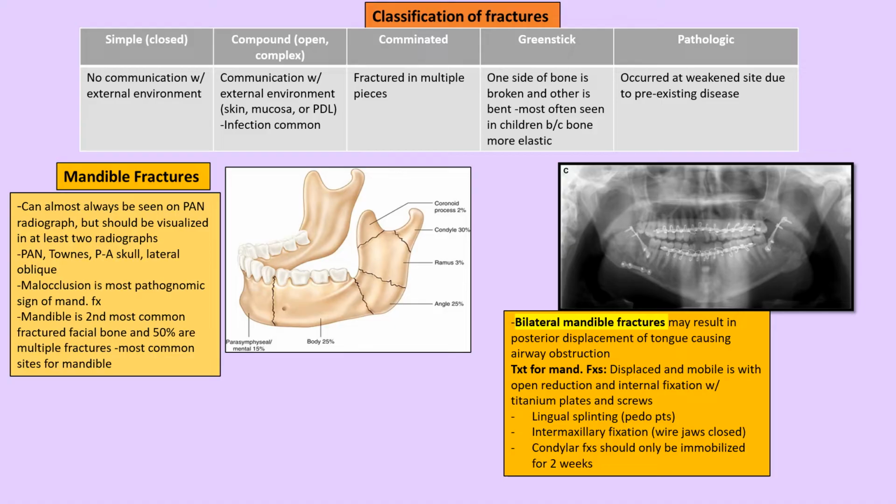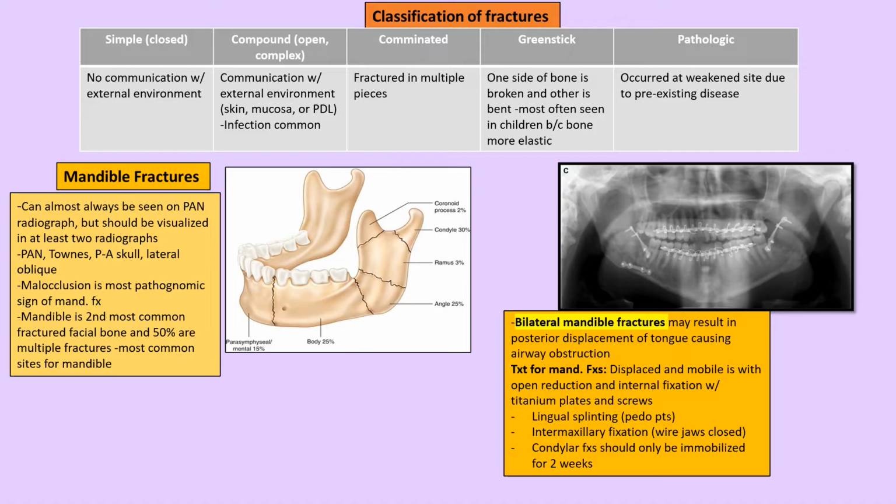So we can have fracture most commonly on the condyle, the second most common site is the angle, and the least common site is the coronoid process. Fracture of the condyle is going to result in deviation on opening toward the fractured site, from the trauma to the same-side lateral pterygoid muscle.